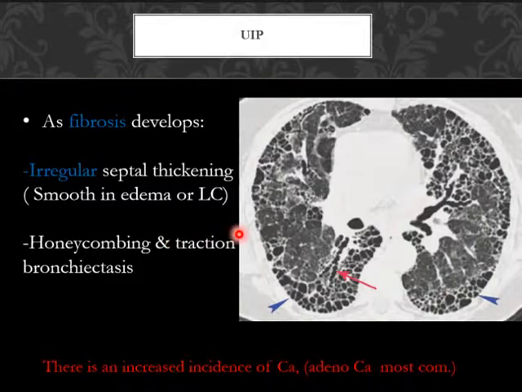But when it reaches the end stage, it will cause fibrosis with signs of end-stage fibrosis like honeycombing and traction bronchiectasis. There is an increased incidence of carcinoma, mostly adenocarcinoma.